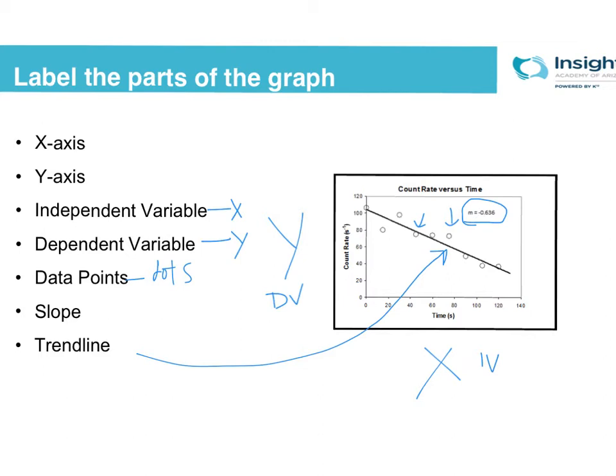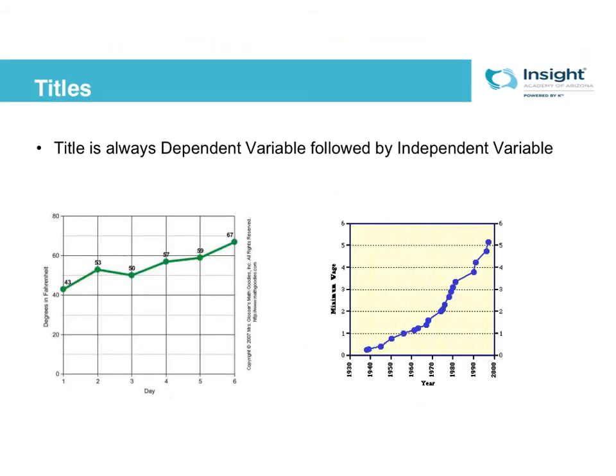Last slide here, the title was count rate versus time. So it was what was on your y-axis versus what was on your x-axis. Another thing to discuss is your titles. The rule is that your title should always be your dependent variable versus your independent variable, or your dependent variable as your independent variable changes. So it's always going to be y versus x.